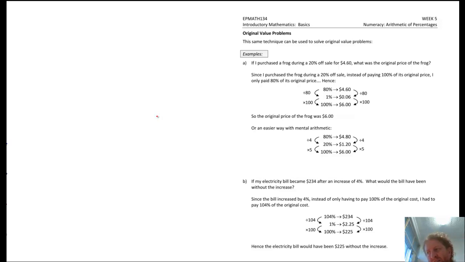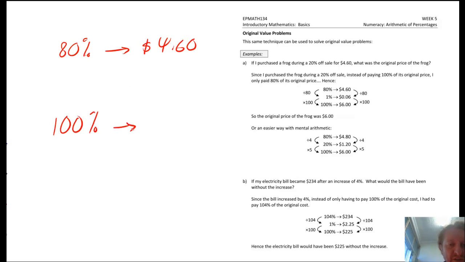So the way to think here is that I want to know the full price of the frog, pre-sale. What was its price tag? I want to find 100%. And I've got to think, well, if it's a 20% off sale, what percent of the cost did I pay? I only paid 80%. Instead of paying 100, I took 20% off. I only paid 80% of the cost. And 80% of the cost, that was $4.60. And I want to know what 100% of the cost used to be. So this is now the line of data we've got.